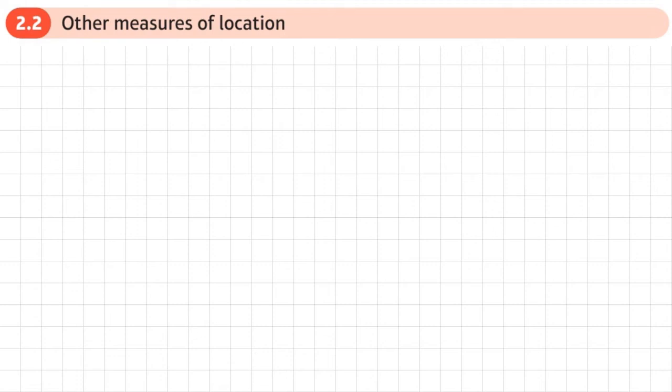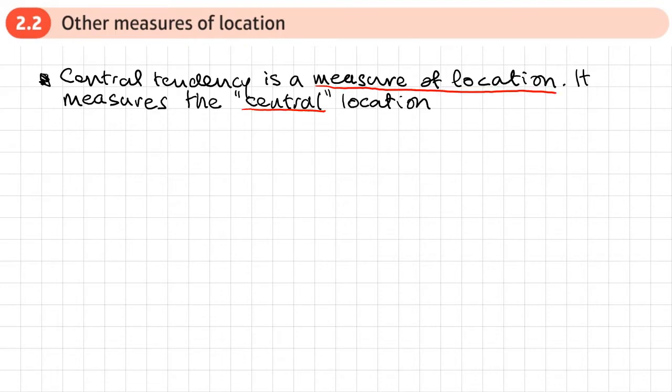This is the second section of chapter 2 on measures of location and spread, and this section is other measures of location. Now, although we didn't mention it before, central tendency from the previous section is a measure of location, and actually it measures the central location, looking at what's going on in the center of our data. Now, we could look at what's going on in different places in our data. It doesn't necessarily have to be a central location.